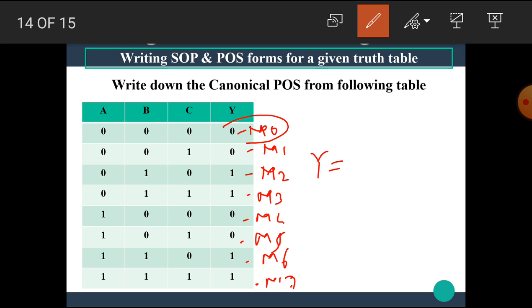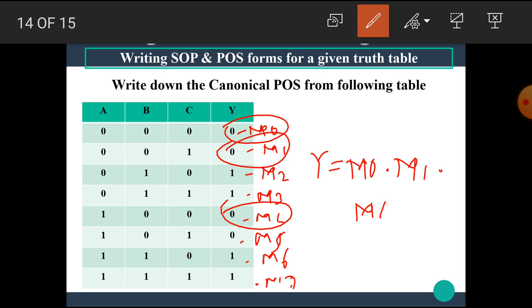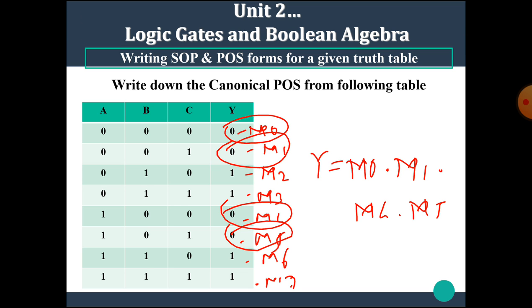Okay, here y equal to 0, hence we write here m0 into m1 into m4 into m5. I hope you all understand how to calculate min terms and max terms for the given table.